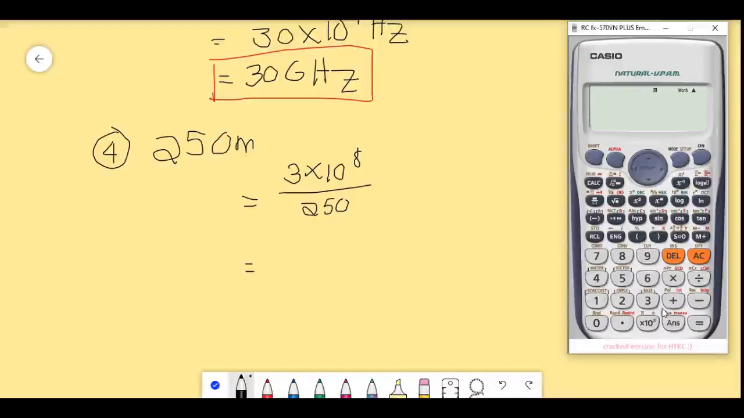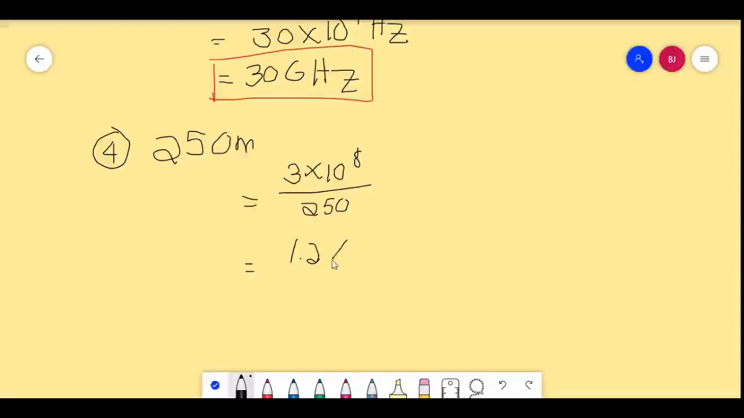Calculator again. 3 exponent 8 divided by 250. So this would be equal to, I forgot to click ENG. So 1.2 times 10 to the 6. And we are looking for frequency, so definitely this would be in hertz. And times 10 to the 6 is mega. So 1.2 megahertz would be our final answer.